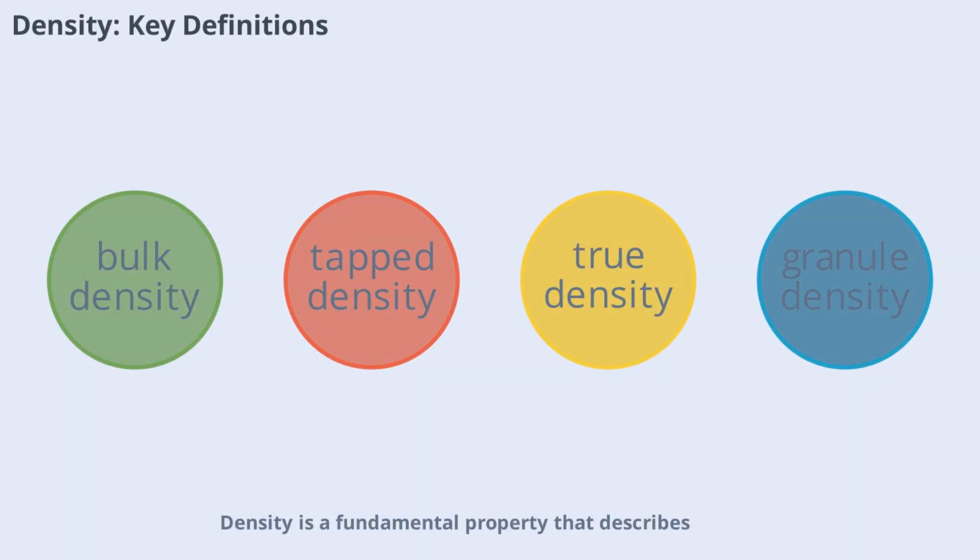Density is a fundamental property that describes the mass of a substance per unit volume. In powders, several types of density are important: bulk density, tap density, true density, and granule density. Each type provides different insights into how particles are packed and how much space they occupy. Accurate density measurements are essential for quality control and formulation development.